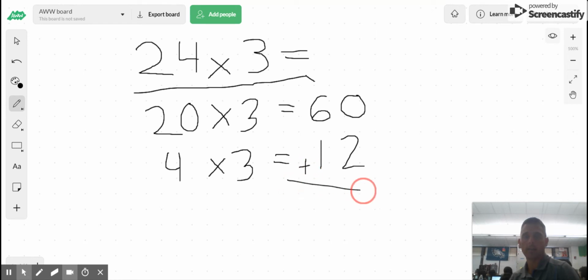I add together. 0 plus 2 is 2. 6 plus 1 is 7. So that's how you do the breakdown math, and that's how you know that your answer is 72.